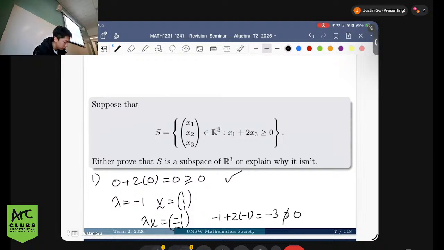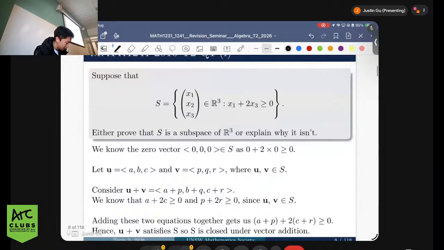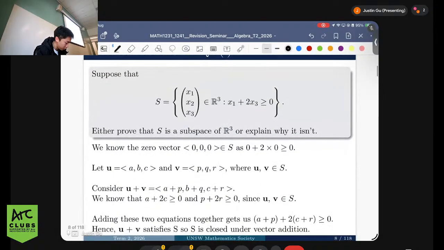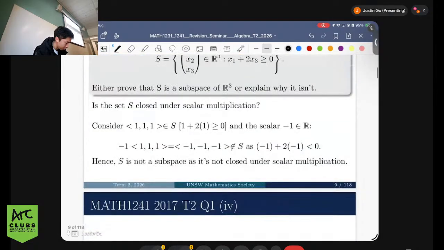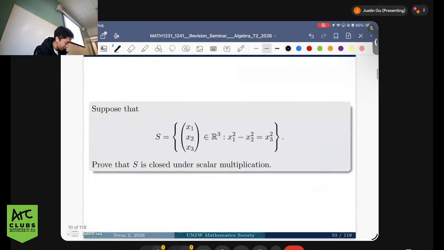Any questions? How do we know v is in S? Because 1, 1, 1 is a three-dimensional vector. It's in R cubed. And yeah, these are the solutions. Nothing too interesting.